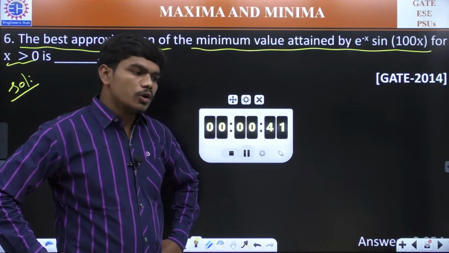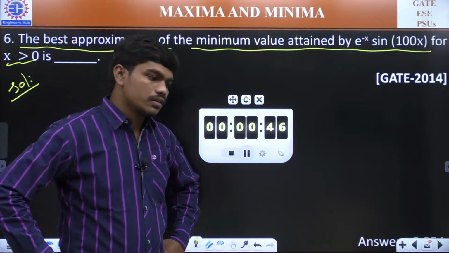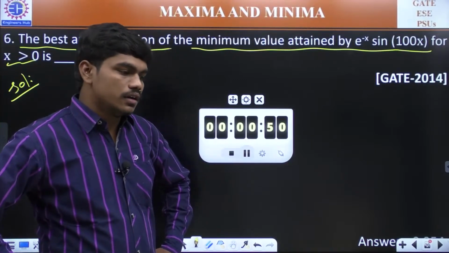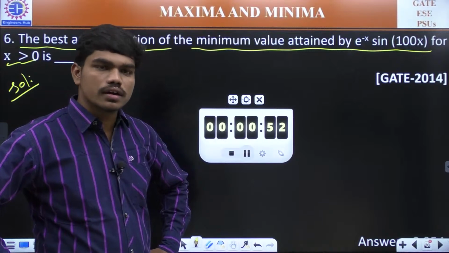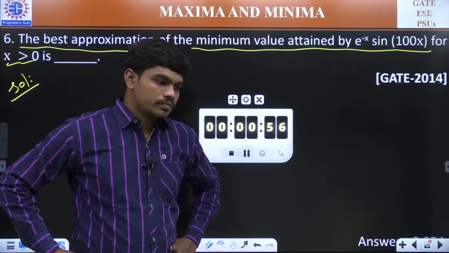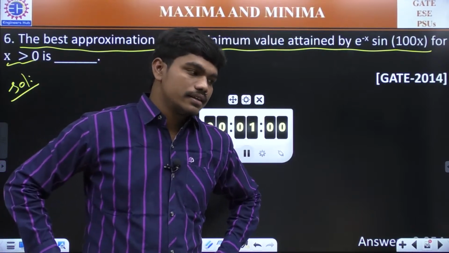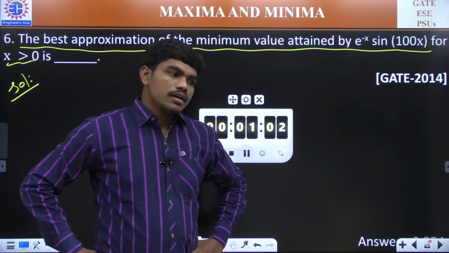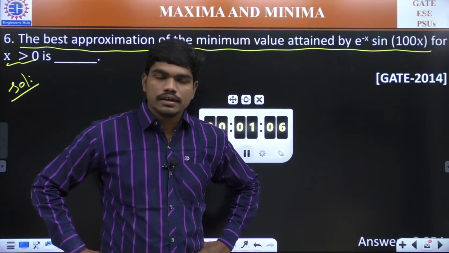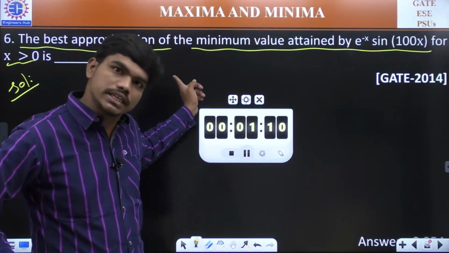No, 0 is wrong answer. I'm telling you, 0 is wrong answer. Please try. It's a very good question. I'm telling you, minimum value of sine is not 0. It's -1. Even if x is greater than 0, sine can still be negative.